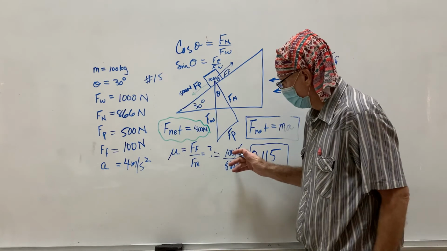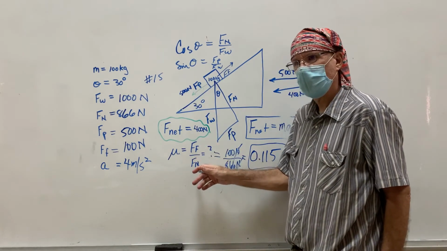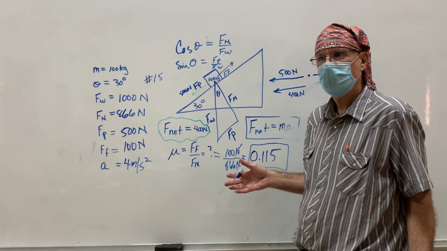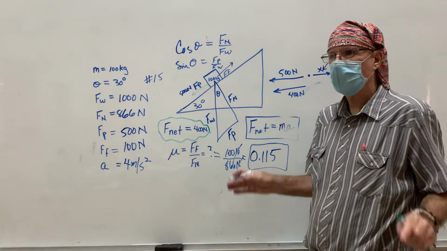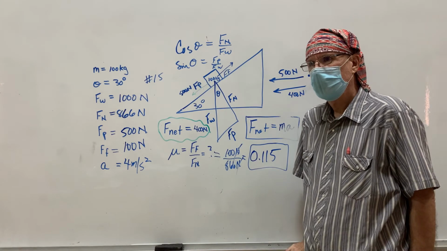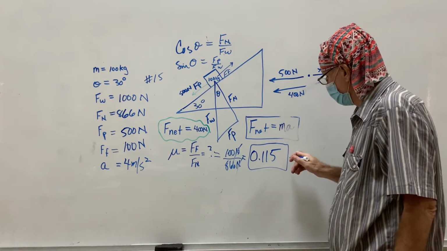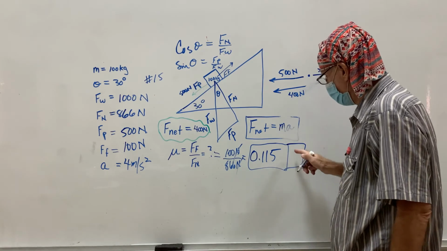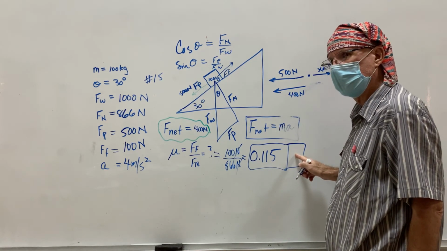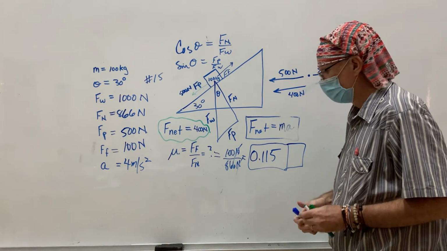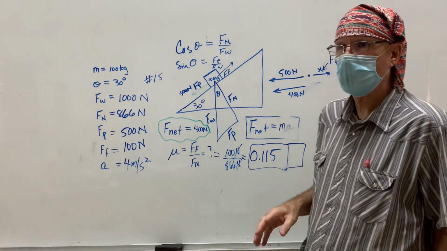Look, it's force over force, right? So it's newtons divided by newtons. Don't the newtons cancel? Yes. It has no unit labels. So if you put something there, it would be wrong. So if you have a place for unit labels, you know what you do? Leave it blank. There are no unit labels for coefficient of friction.